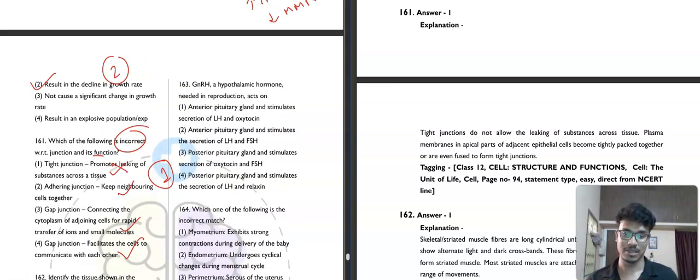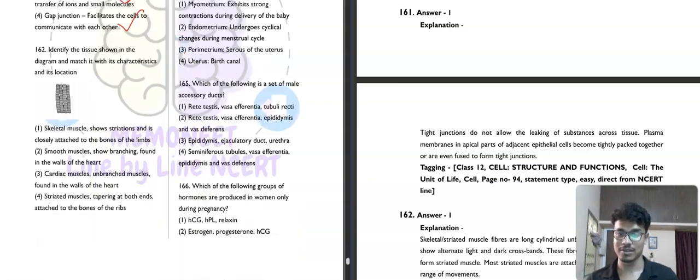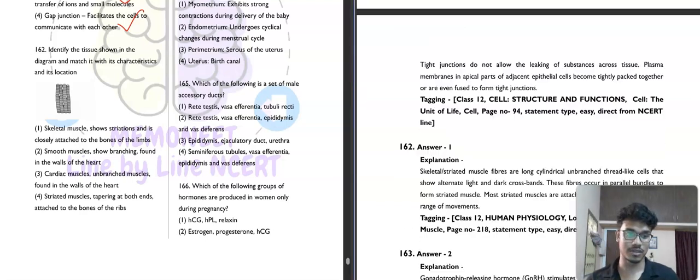Then question number 162. Identify the tissue shown in the diagram and match it with the following characteristics. This is a very good question. You can see this is a skeletal muscle. Skeletal muscles have striation and are closely attached to the bones of the limb. So the first option here will be our correct answer. Then question number 163.